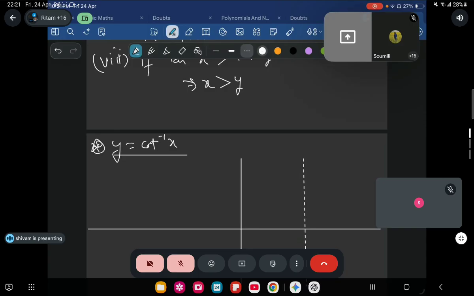From 0 to pi, one branch of cot x will look somewhat like this. I have to draw its mirror image. This is the graph of cot x. Next, just like cot x is bounded between x equal to 0 and x equal to pi, similarly, cot inverse x will be bounded between y equal to 0 and y equal to pi.